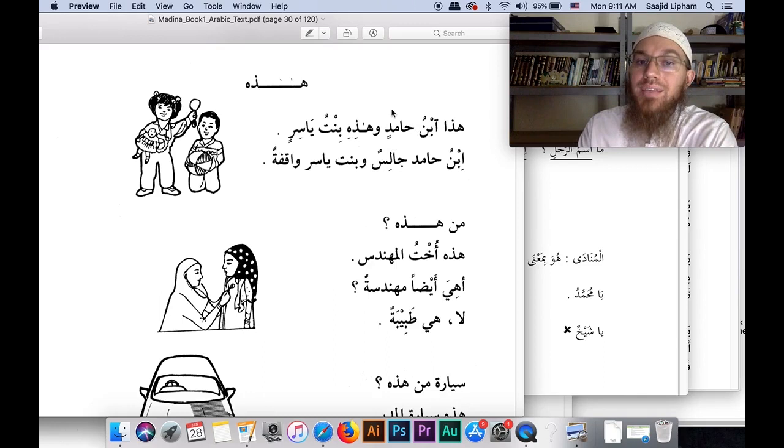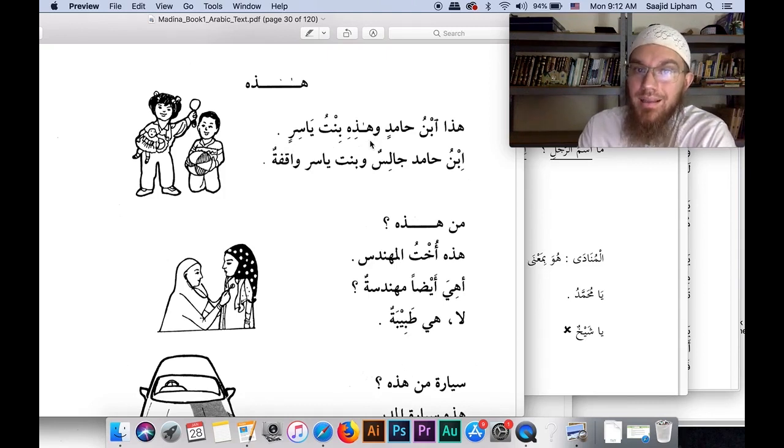Now Hamidin is mudaf ilayhi. And we learned that the mudaf ilayhi is in a state of majroor. So it takes a kasra. And in this case, it takes two kasras. Why? Because in a previous lesson, we learned that masculine names take tanween. Therefore, we say, Hada ibnu Hamidin. This is the son of Hamid. Wahadihi bintu Yasirin. And this is the daughter of Yasir.